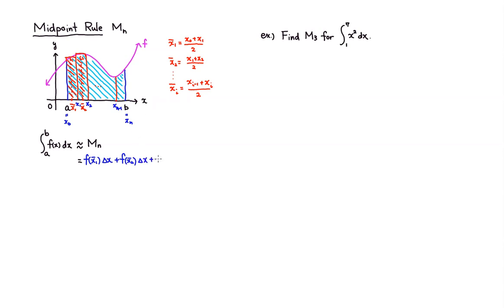And the last one is of course going to be xn bar, which looks kind of like that. The area is f of xn bar times delta x. As usual, we can pull out delta x. We can write it as delta x times f of x1 bar plus f of x2 bar, and so on, all the way up to f of xn bar.